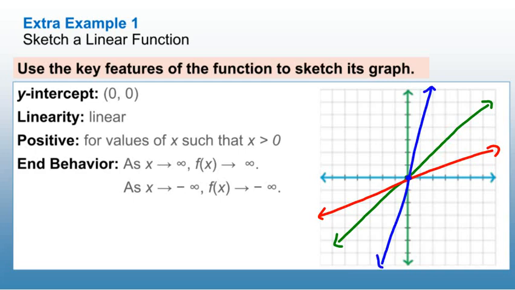So there are infinite amounts you could possibly have, just as long as we know that it matches this. It's a straight line. When x is greater than 0, it's above the x-axis, and then it follows the end behavior.